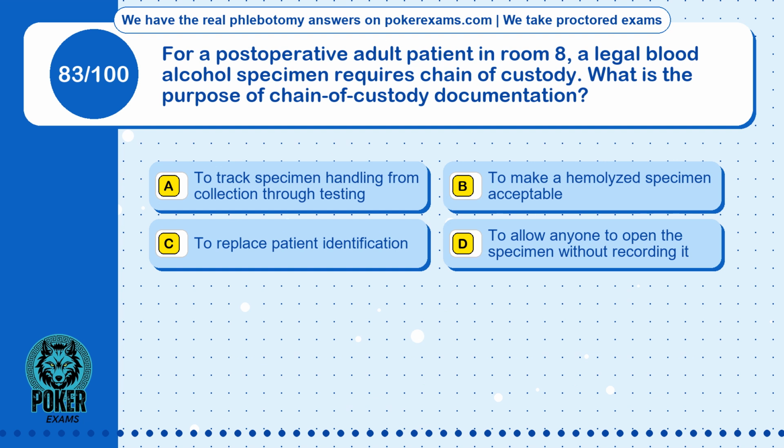Question 83. For a postoperative adult patient in room 8, a legal blood alcohol specimen requires chain of custody. What is the purpose of chain of custody documentation? Option A. To track specimen handling from collection through testing. Option B. To make a hemolyzed specimen acceptable. Option C. To replace patient identification. Option D. To allow anyone to open the specimen without recording it.